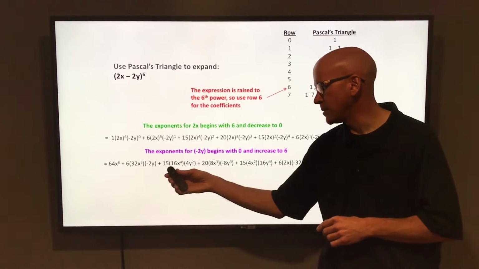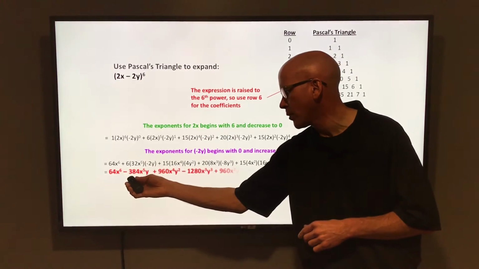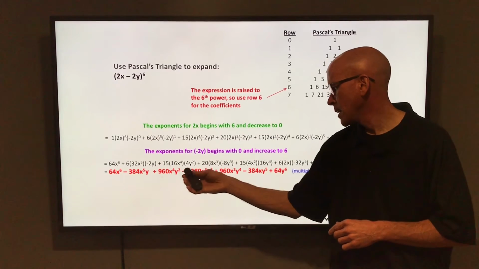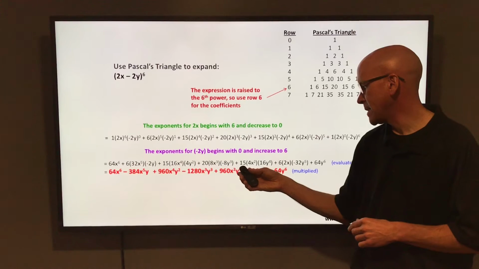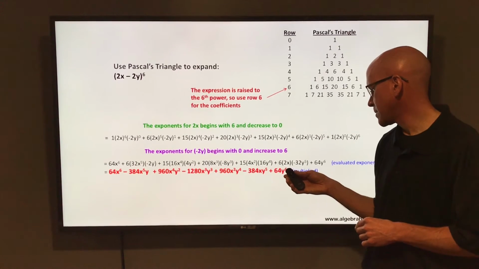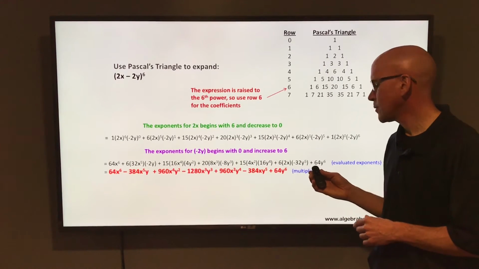Still have some multiplying to do. Take 6 times 32 times negative 2, that would be negative 384. 15 times 16 times 4 is 960. 20 times 8 times negative 8, that'd be negative 1280. 15 times 4 times 16, that is 960. 6 times 2 times negative 32, that is negative 384. And on the end, we don't need to do anything there.